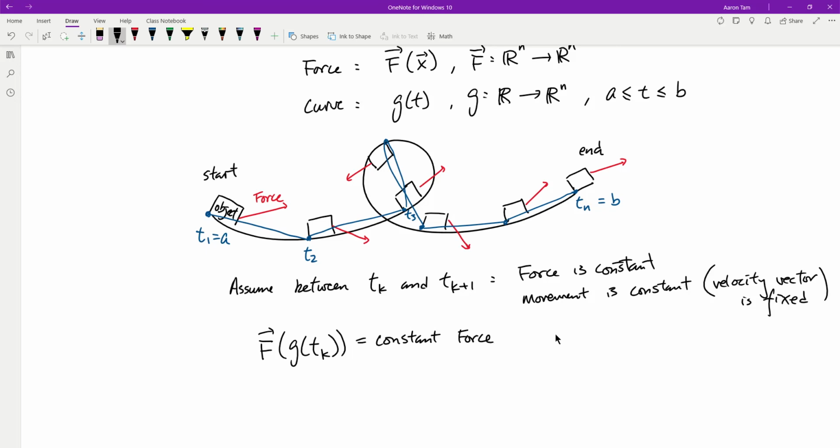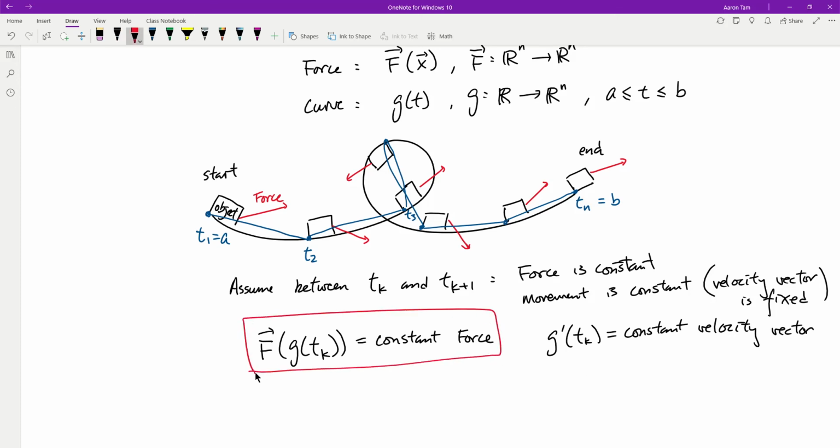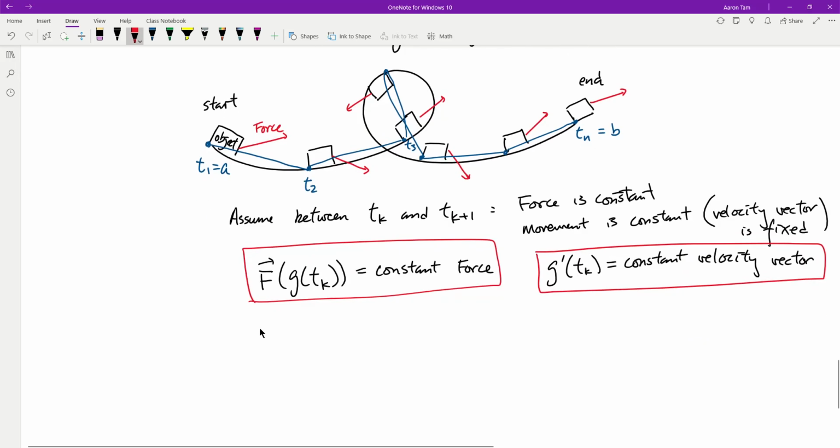And we define the direction to be based on the derivative. So that's the constant velocity vector. Oh, I need the velocity first. Velocity vector. Now with these 2 things, I can now try to estimate the amount of work being done.